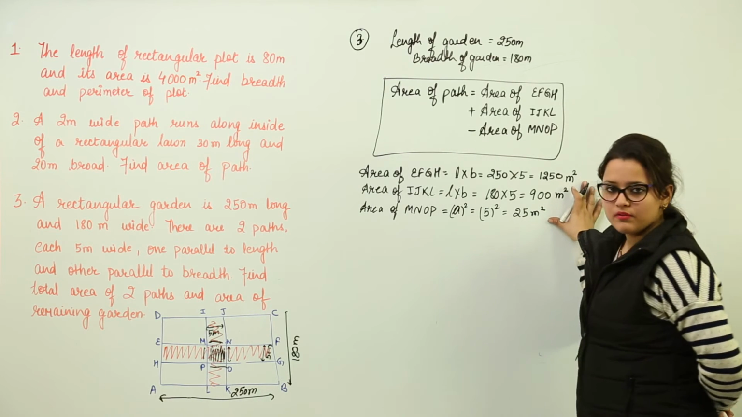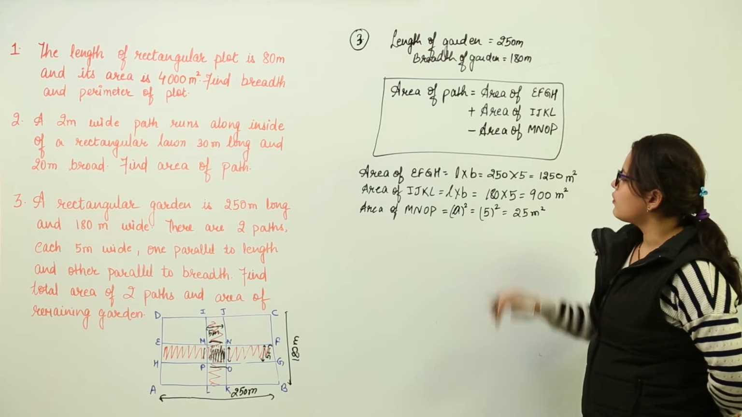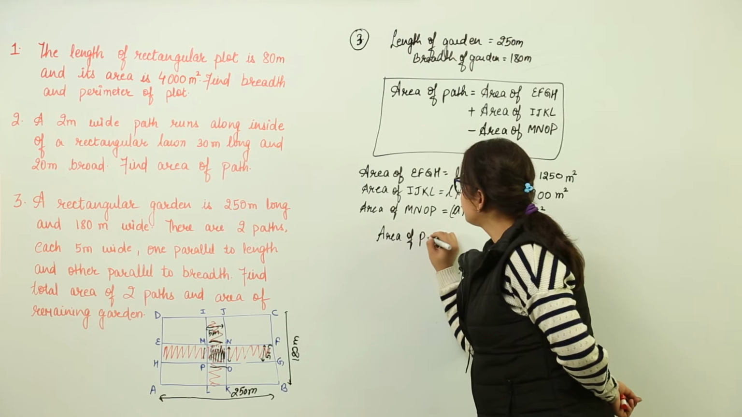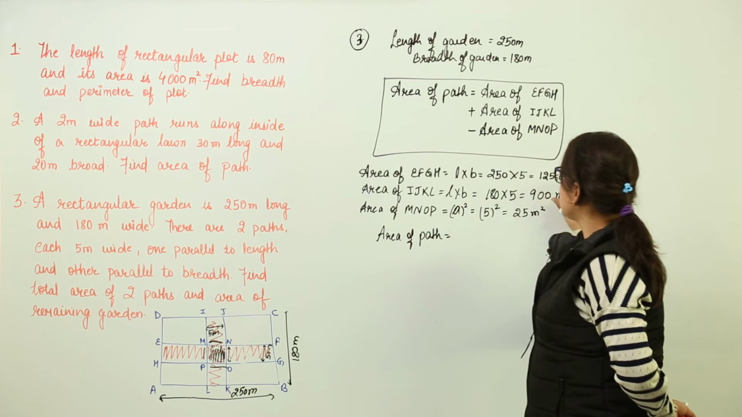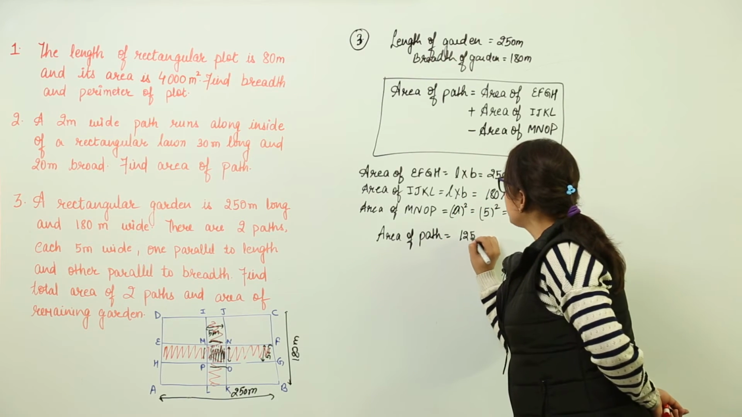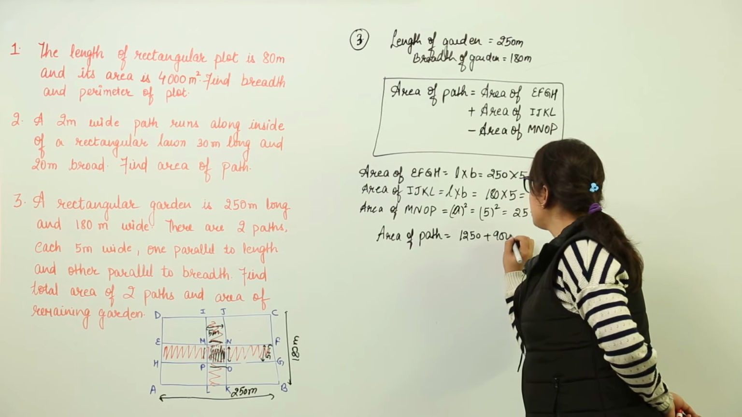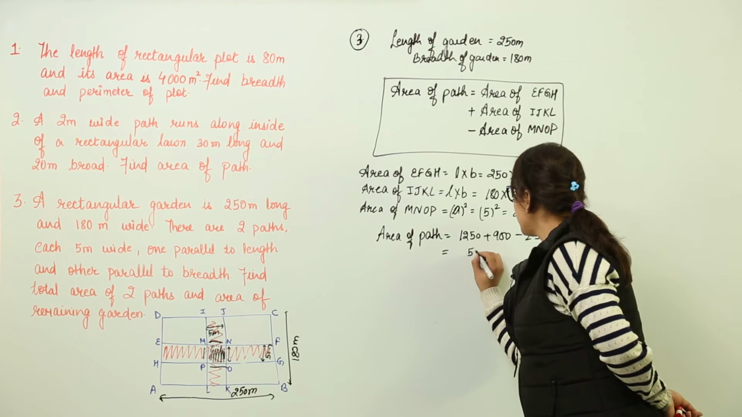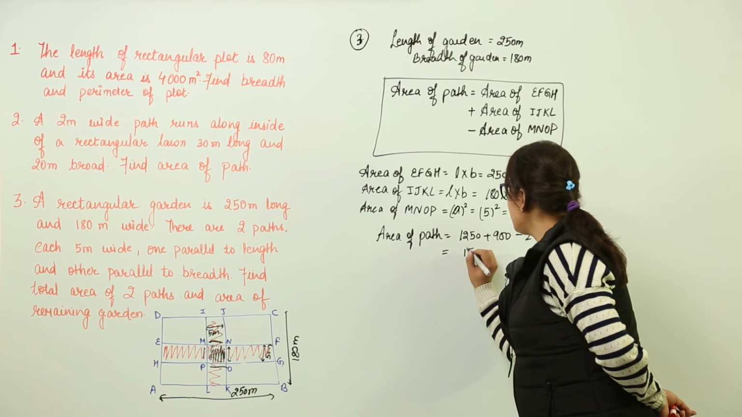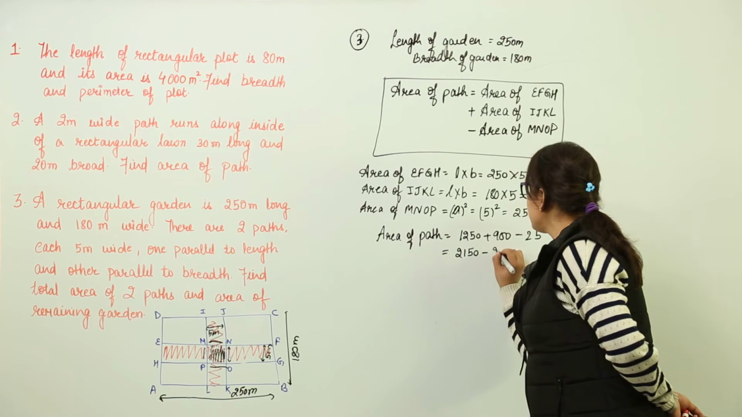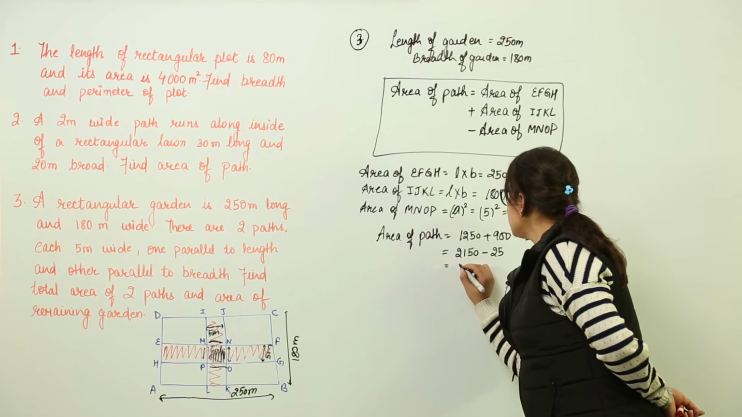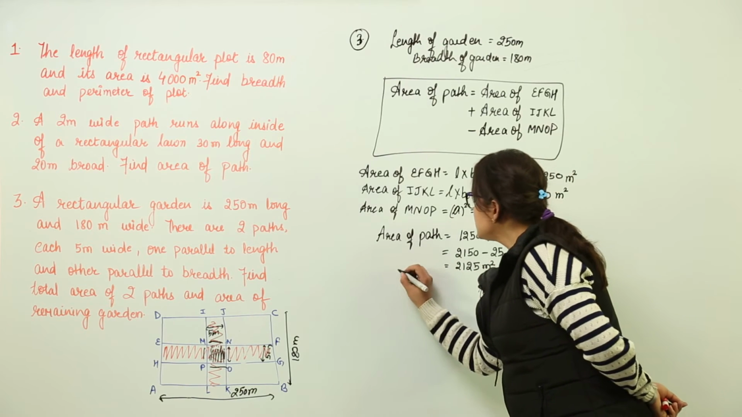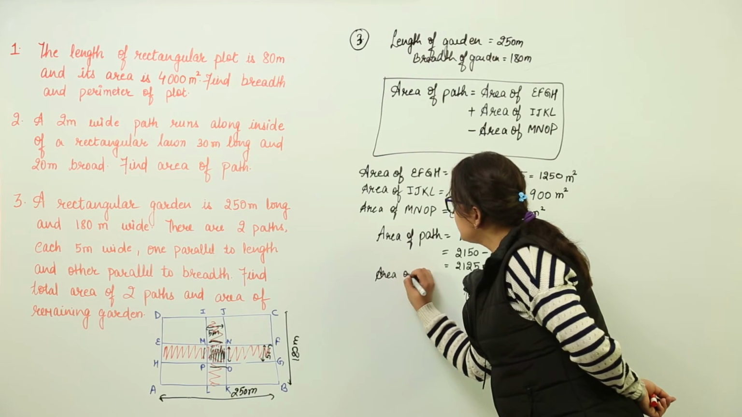Now all that is left to be done is put them into this formula. So we'll find out the area of path equal to the sum of these first, 1250 plus 900 minus 25. On adding these two, you get 0, 5, 9, 10, 11 and 1, that is 2150, minus 25, giving us 2125 meter square. This was the area of path to be calculated.